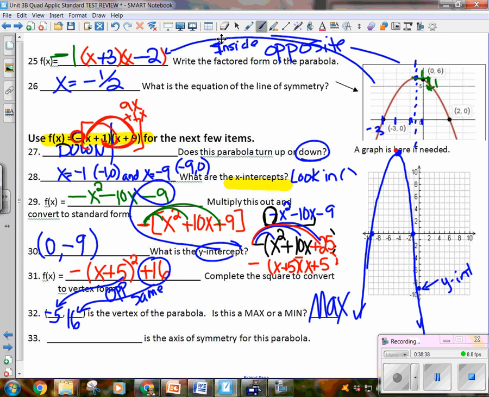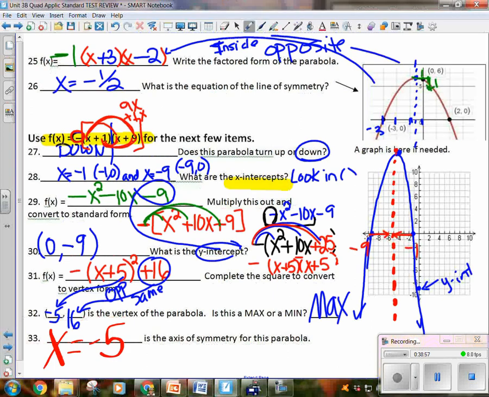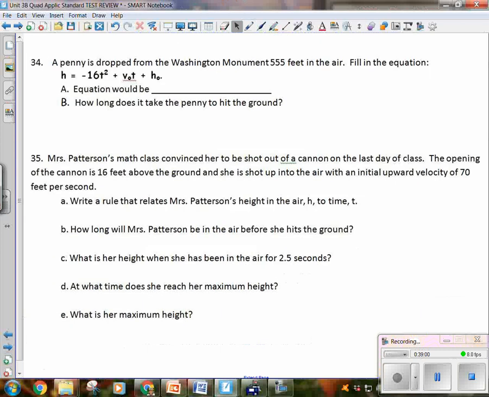So it's in between negative 9 and negative 1. Negative 5 is right in the middle. Very good. All right. A penny is dropped from the Washington Monument, 555 feet in the air.